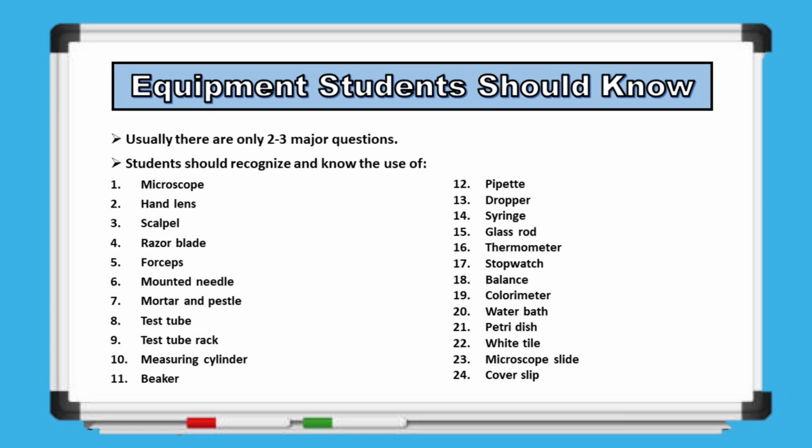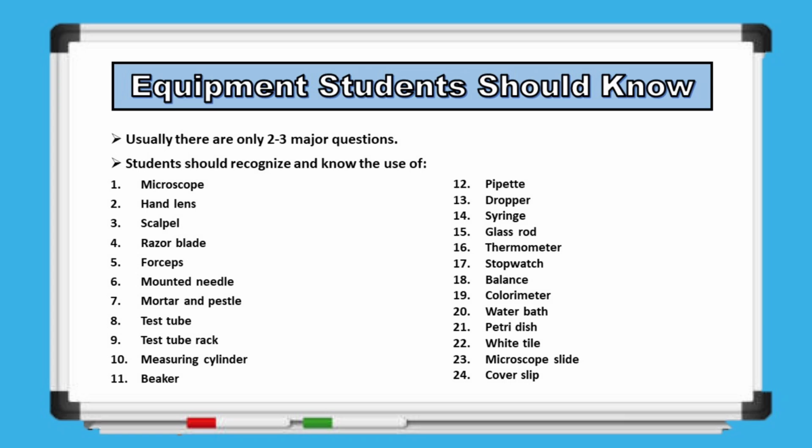Several pieces of equipment are used for handling liquids. A test tube holds, mixes, or heats small amounts of liquids, while a test tube rack keeps test tubes upright and organized. A beaker is used to hold, mix, stir, and heat larger volumes of liquid. A pipette transfers accurate measured volumes of liquid, whereas a dropper is used to add small drops of liquid without measuring them. A syringe is used to draw up or transfer precise amounts of liquids or gases.